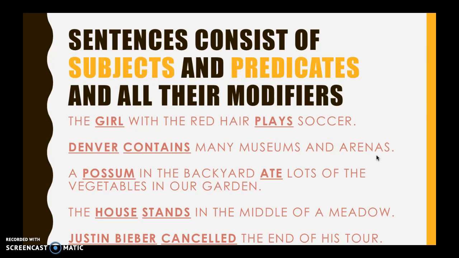Denver contains many museums and arenas. A possum in the backyard ate lots of the vegetables in our garden. The house stands in the middle of a meadow, and Justin Bieber canceled the end of his tour. All of these have something the sentence is about, and then a predicate that identifies what the subject is doing.